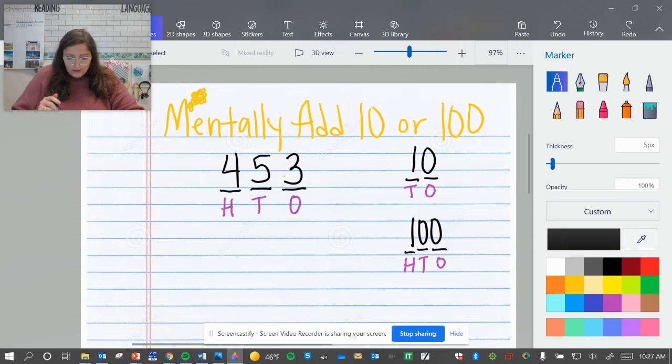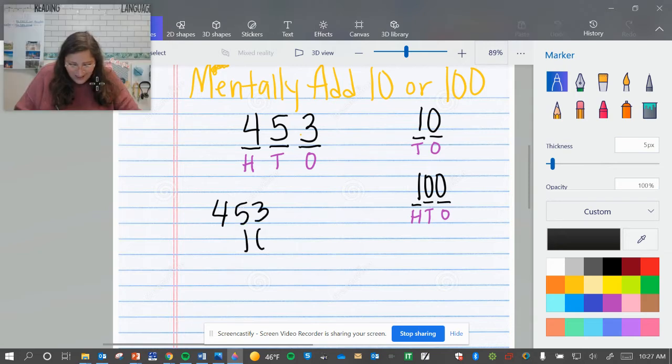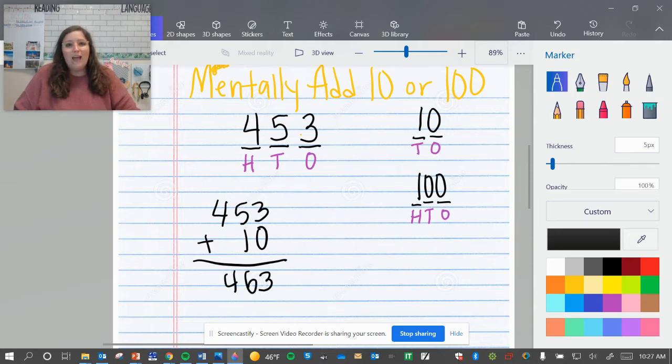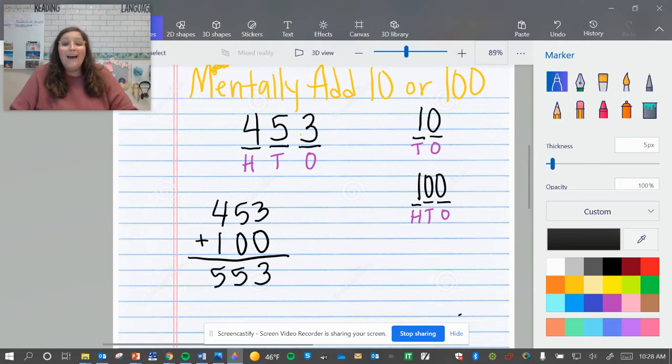So looking at this, when I add 10 or 100, guess what I don't have to do? Don't write this. I do not have to do this. 3 plus 0 is 3, 5 plus 1 is 6, 4 plus nothing is 4. I don't have to do that. I also don't have to do this. 3 plus 0 is 3, 5 plus 0 is 5, 4 plus 1 is 5. Guess what? I don't have to do that.